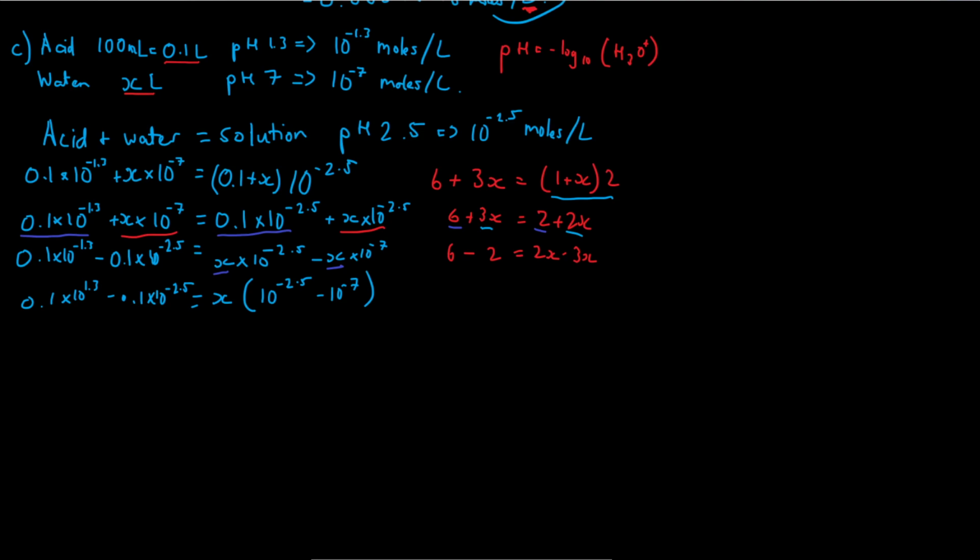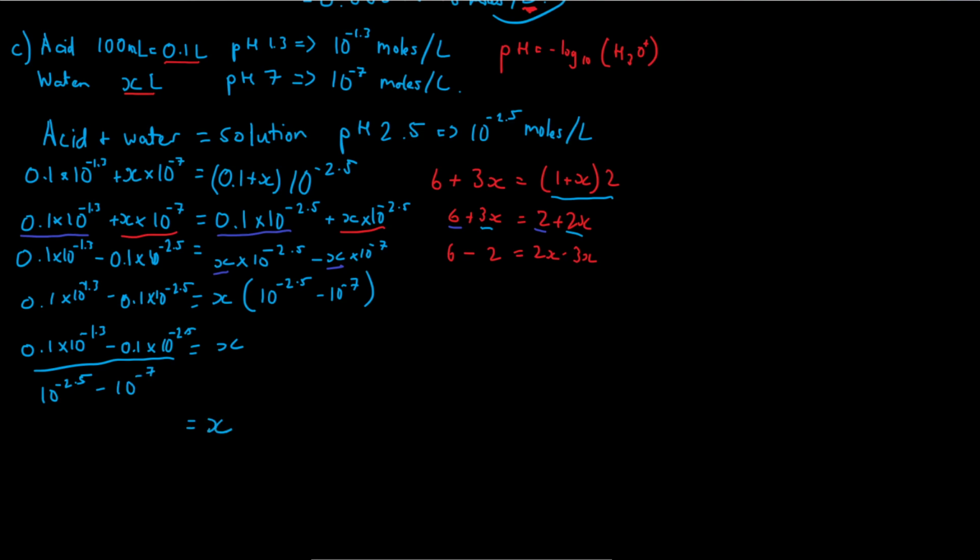And now you can see we're one step away from getting x by itself. x will equal 0.1 times 10 to the negative 1.3. See, I said to be careful with all the negatives and zeros and ones. That's a 0 there, by the way. Let me just make that a bit clearer. Minus 0.1 times 10 to the negative 2.5 all over 10 to the negative 2.5 minus 10 to the negative 7.